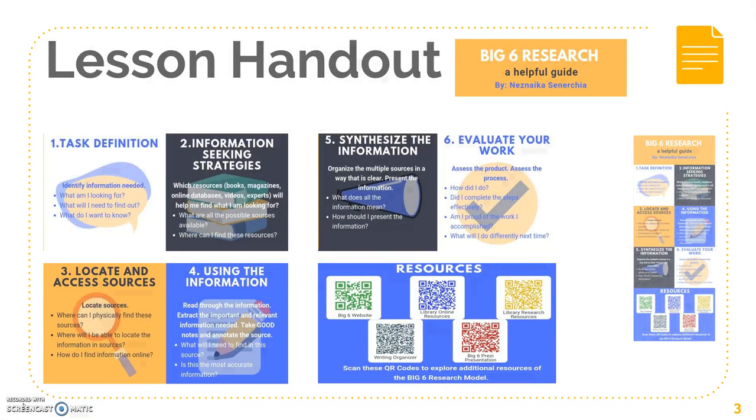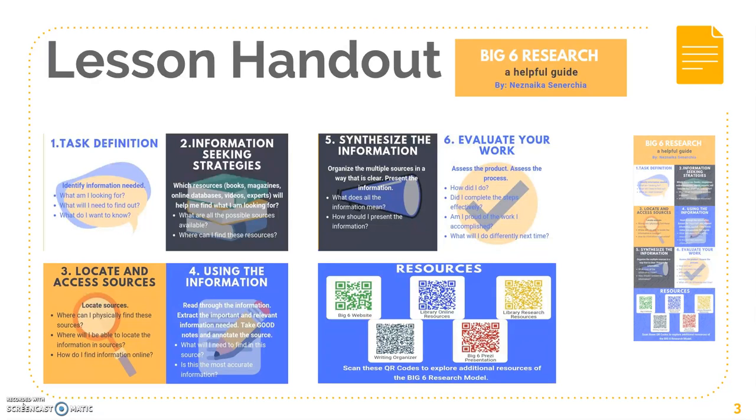Our handout, which everyone has a copy of, I've just taken the handout and broken it down so we could see it a lot better. So it's a Big Six research helpful guide, and I have broken it down by the 6 multiple steps: task definition, information seeking strategies, locating and accessing resources, using the information, synthesizing the information, and evaluating our work. Now I've included different questions and things that we need to ask ourselves during those steps.